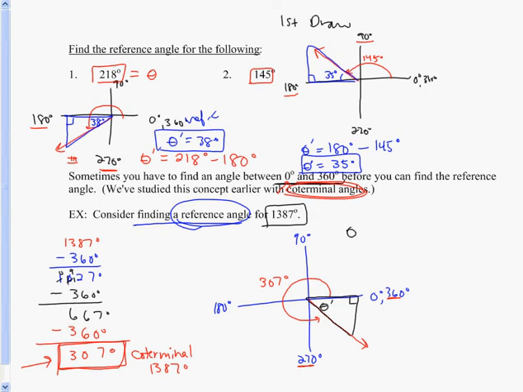And the rule is for theta prime, or the reference angle, I would take 360 degrees and subtract off my angle of 307 degrees, which is theta. And theta prime would be 53 degrees if I haven't done anything crazy. So this little angle in here would be 53 degrees.